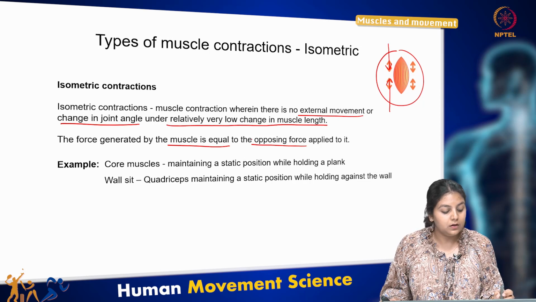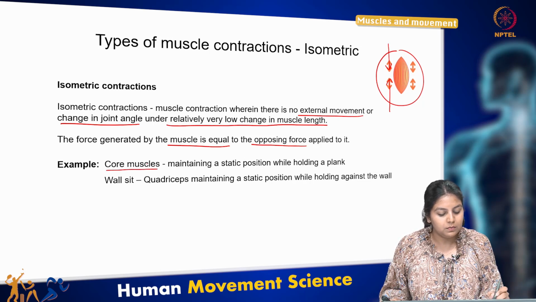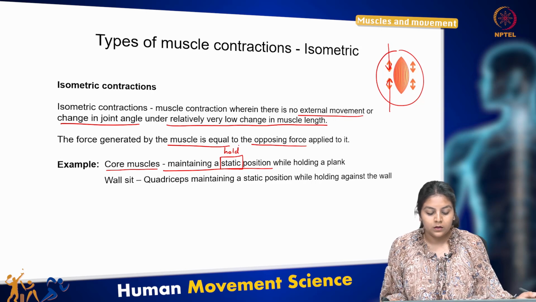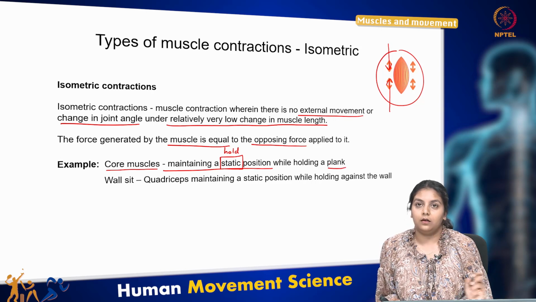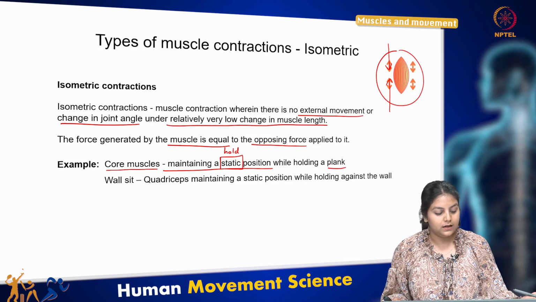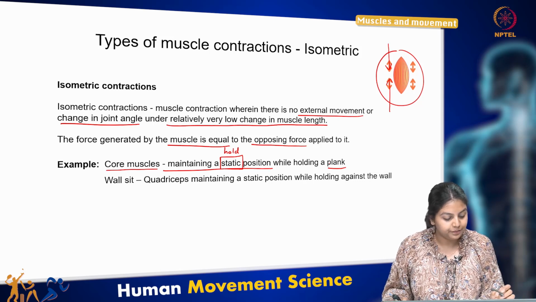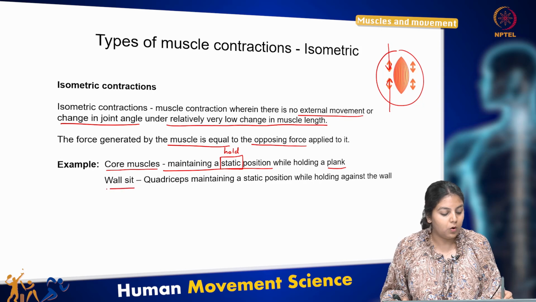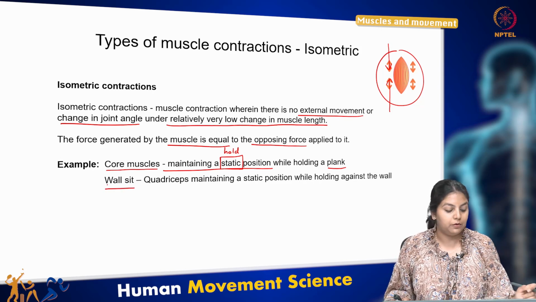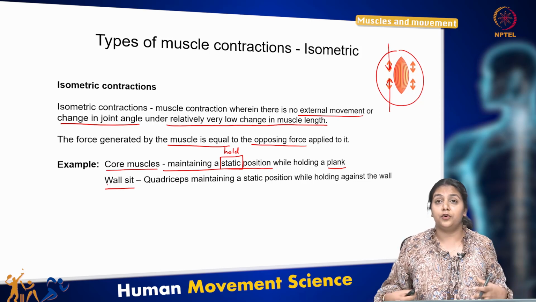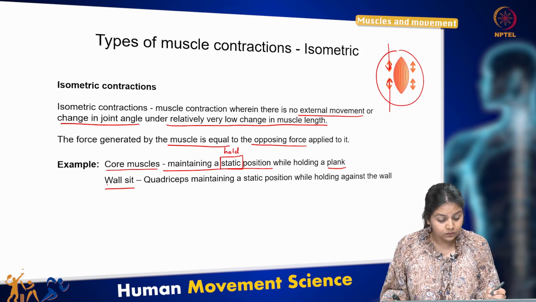So, for example, let us look at core muscles. While they are maintaining a static position, it's like they are holding position during a plank. So, a plank exercise, right. So, the core muscles are undergoing an isometric contraction. Another example is a wall sit. So, it is a very common type of exercise, which is a wall sit, specifically for training your core.